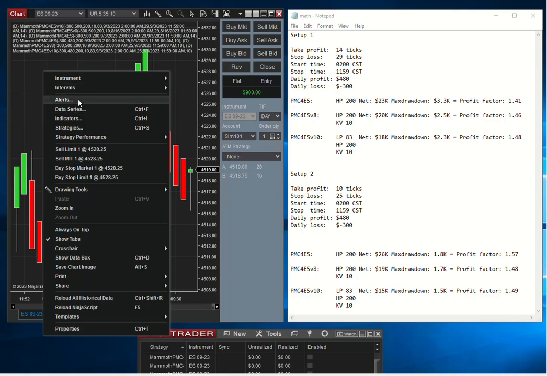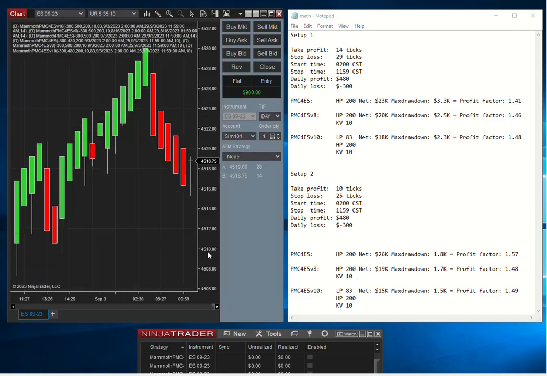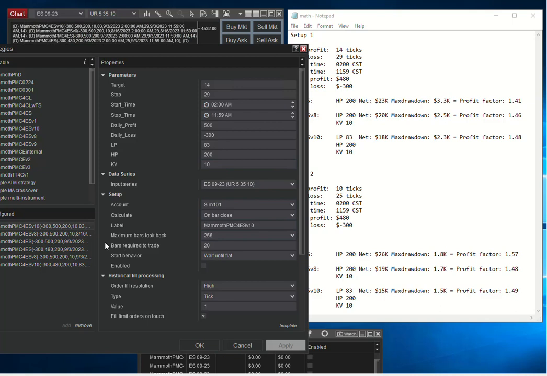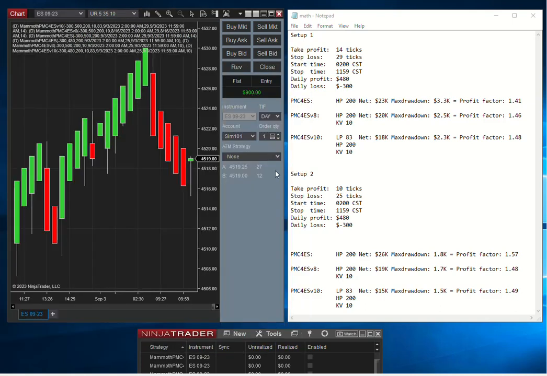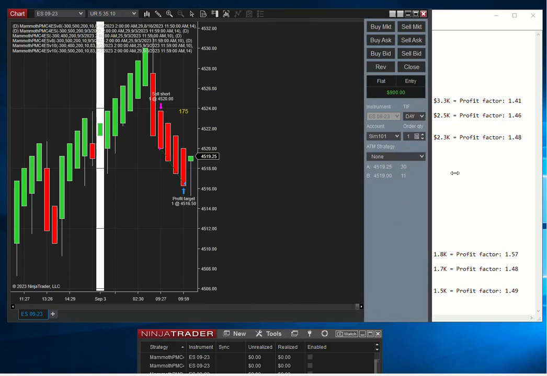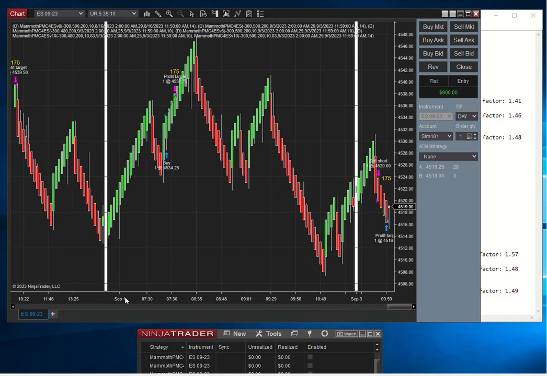I just reduced this to 30 so I can show you one little thing, just for the sake of showing the nature of ES. During the entire session, you probably won't see that many bars. Okay, let's say this was the September 1st session.